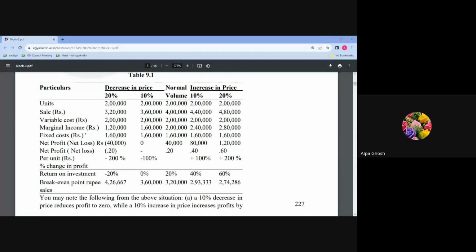So sales is rupees 1.6 per unit. So 1.60 multiplied by the number of units, 2 lakh, you will get 3,20,000. Am I clear now? Yes, ma'am. Now variable cost has no change. So variable cost is rupees 1 per unit. It remains 2 lakh because there is no decrease in the quantity, 2 lakh units.